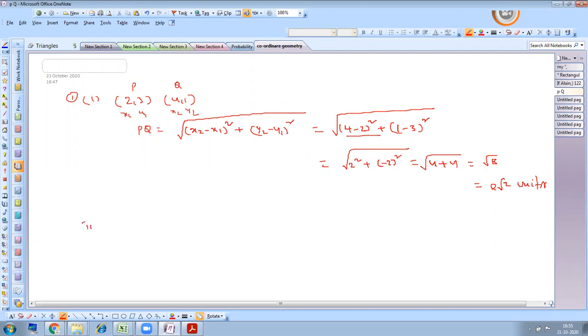Will you calculate? Try these questions. Minus 5 comma 7, minus 1 comma 3. Can you try? Anyone can try? Guys? Niranjan, Sandhya? Yes, sir. Try this question. And the third question I'm also giving. Try these two questions. Find the distance between a comma b and minus a comma minus b.